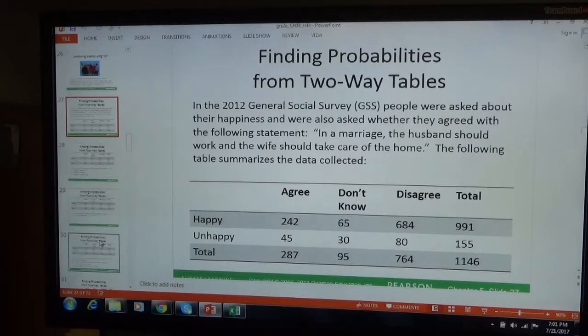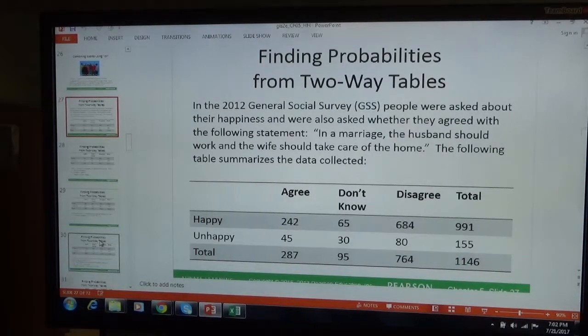If we randomly select a person from this table, what is the probability that a person is happy? What's the denominator? Remember, the denominator is the sample space. You randomly select a person from this table. What's the sample space?